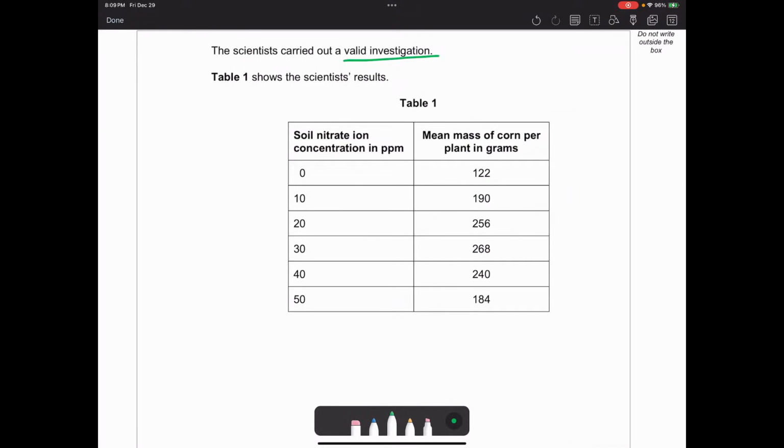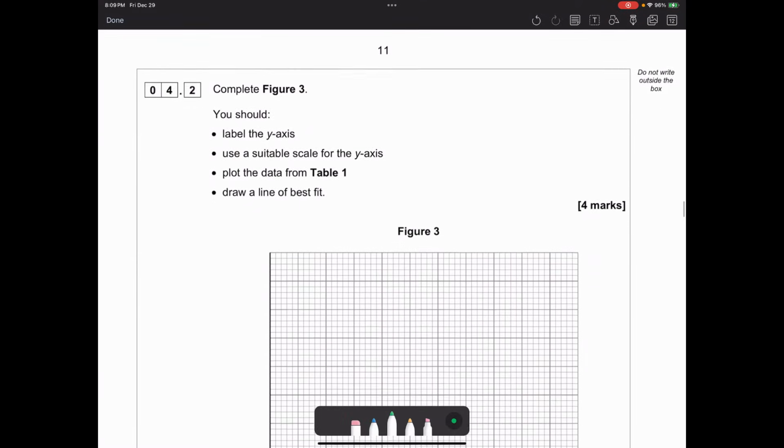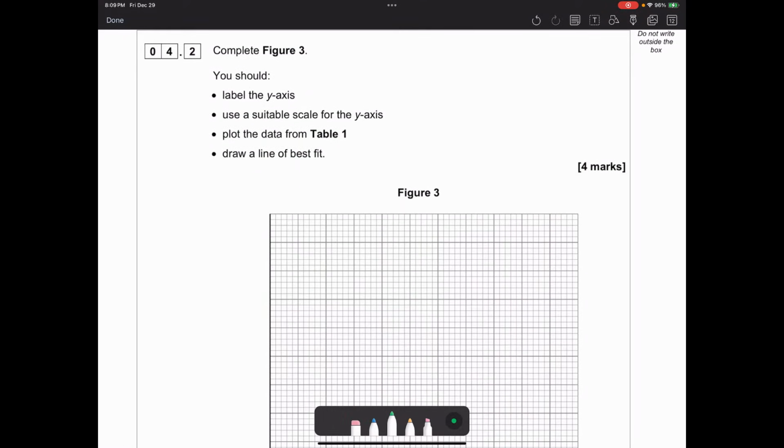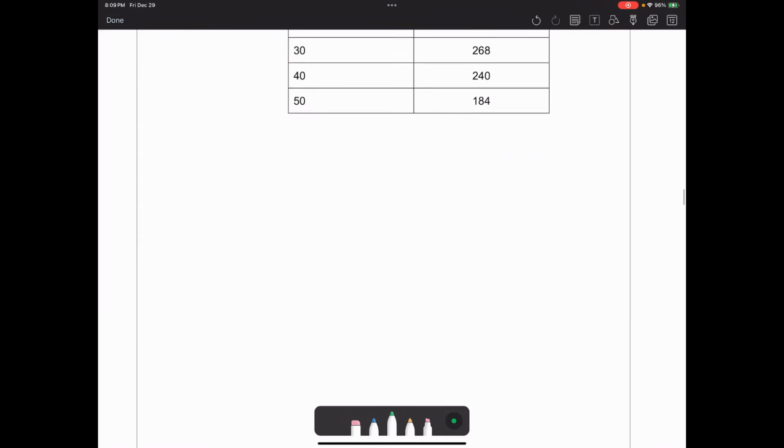The scientists then carried out a valid investigation. Table 1 shows the scientists' results. So you've got the soil nitrate ion concentration in parts per million, and you've got the mean mass of corn per plant in grams. So what we then have to do is do a graph. We need to label the y-axis, use a suitable scale for the y-axis, plot the data, draw a line of best fit. So tick them off as we go, label the y-axis.